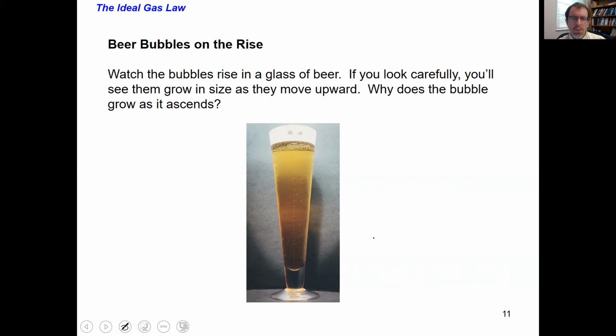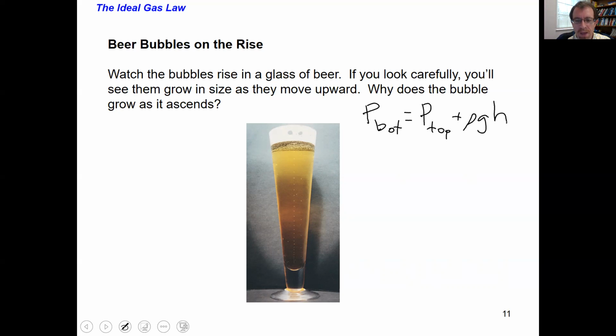We might remember that as we move upwards in a fluid, the pressure in the fluid decreases. P, the pressure at the bottom of that glass, is equal to the pressure at the top of that glass plus rho g h. So as we move from the top to the bottom, at the very top it's atmospheric pressure, and then the pressure gets greater and greater the further down we go in that glass of beer. Conversely, if we start at the bottom and rise to the top, the pressure decreases.